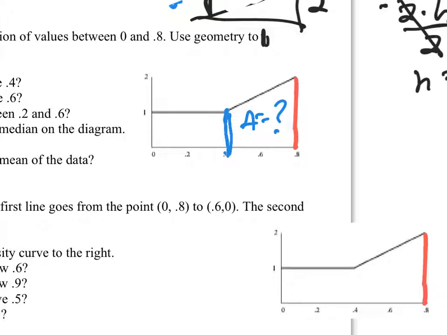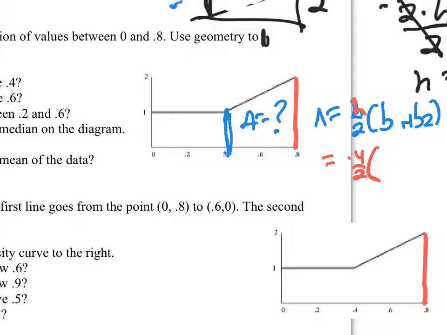0.6. Anybody else? How'd you do it, Rachel? What formula? Area of a trapezoid? 1/2 times the height, B1 plus B2. Let me fix my height there. So, do I know any of those values? What's the height? 0.4. 0.4 over 2. What's my bases? 1 and 2. Very good.